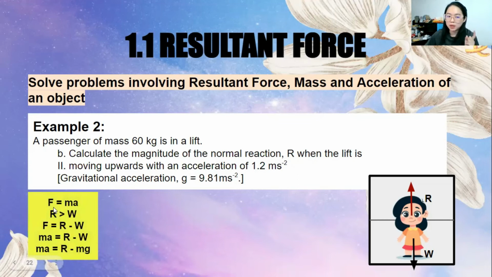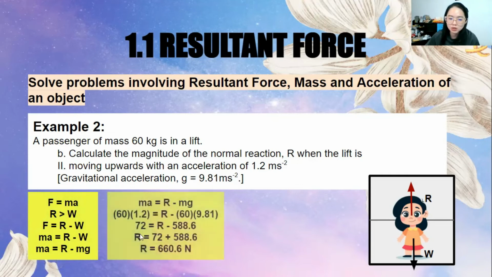Because the resultant force is going upward, your R is actually greater than W. When R is greater than W, you always take the greater value minus the smaller value. So F is equal to R minus W. When I substitute ma here, 60 times 1.2, it equals R minus W, and W is mg. So ma is equal to R minus mg. ma is 60 times 1.2, mg is 60 times 9.81. So I get 72 is equal to R minus 588.6.